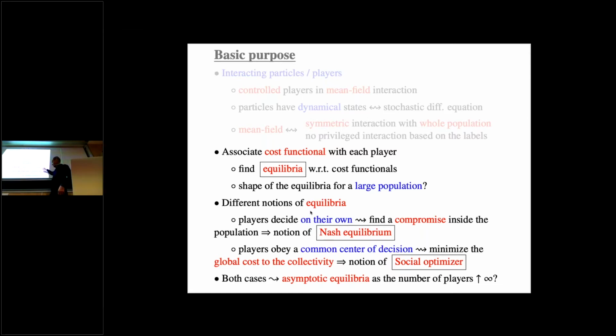And there is another point of view, which is to say that now you assume that the players obey a given chief or a central planner. This is what I call here a common center of decision. And so all the players try to cooperate to minimize the cost to the society or the cost to the collectivity. And you realize that you don't have exactly the same problems at the level of optimization. And you will see that mean-field game corresponds to the case when, once again, you want to find compromises between competing individuals.